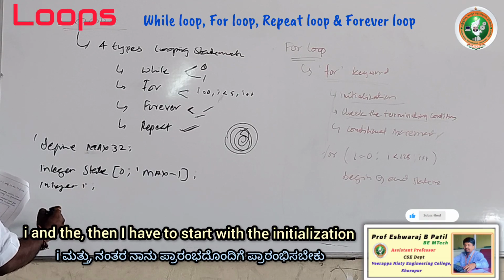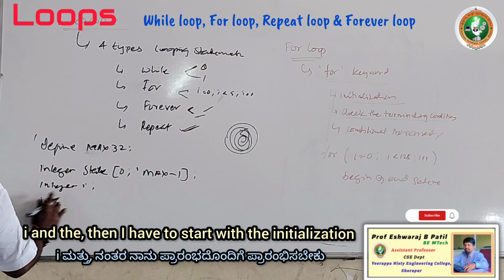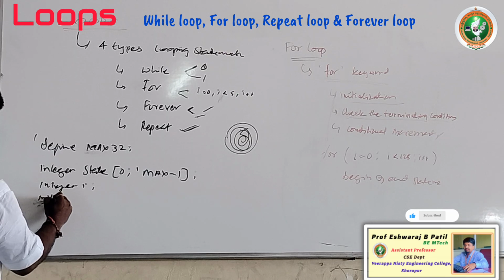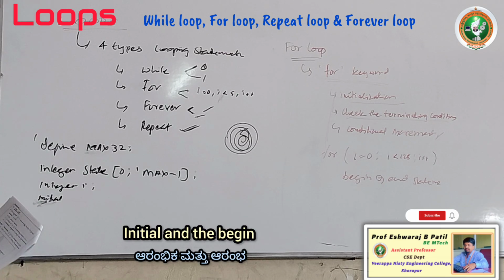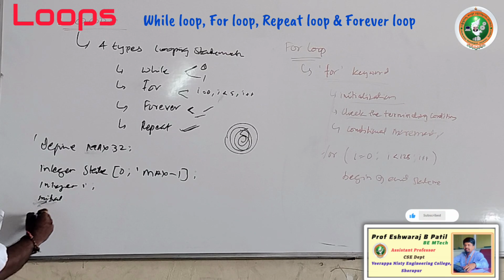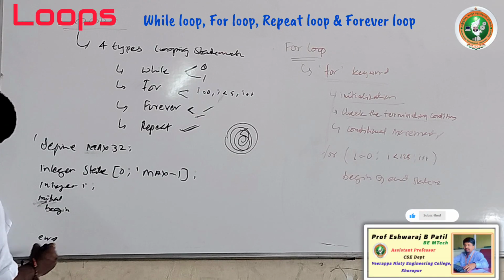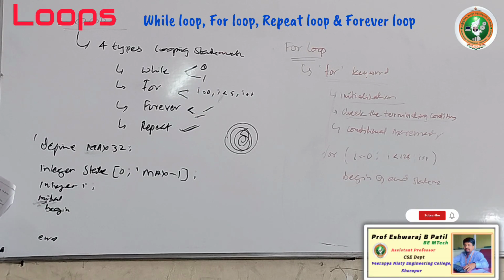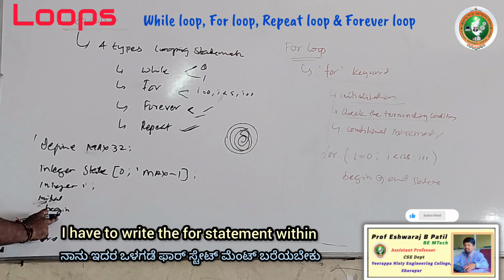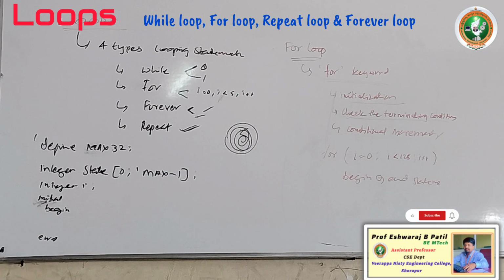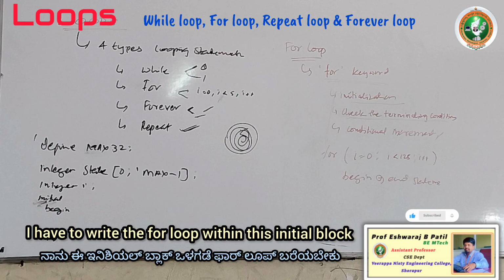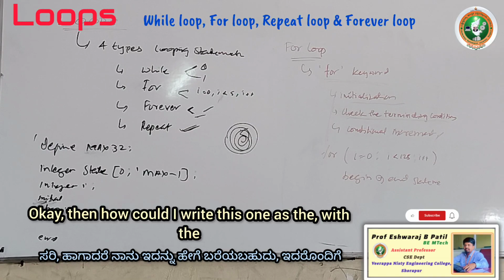So I can write an integer I, and then I have to start with the initialization: initial, begin and end. I have to write the for statement within this block, the initial block. I have to write the for loop within this initial block.